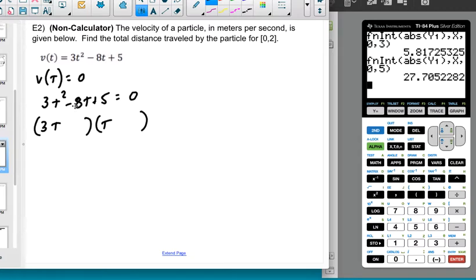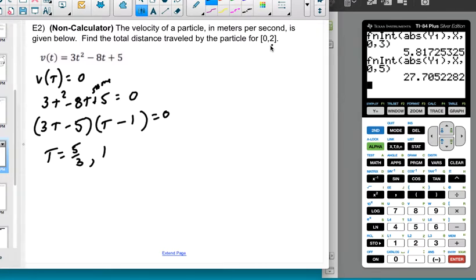So I need a negative 8. These have the same sign. I'm pretty sure that I want a minus 5 and a minus 1. This will give me a negative 3t and a negative 5t and a plus 5. So I end up getting that t is 5/3 or t is 1. Those are my 2 spots.